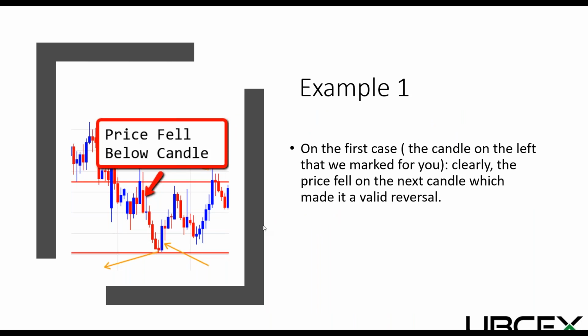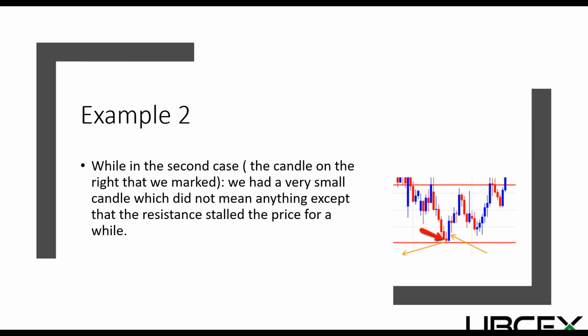So in the first case, the candle on the left that we marked for you, clearly the price fell on the next candle, which made it a valid reversal. While in the second case, the candle on the right that we marked, we had a very small candle, which did not mean anything except that resistance stalled the price for a while. We don't want to make any decisions at all when we see a small candle.